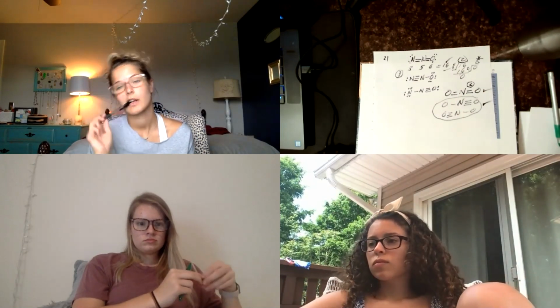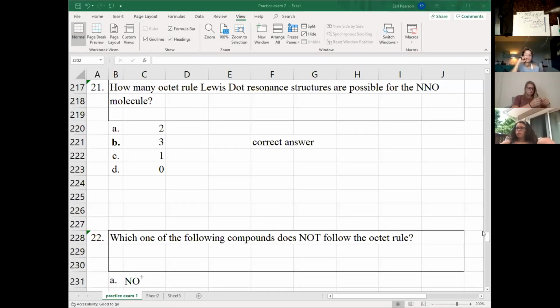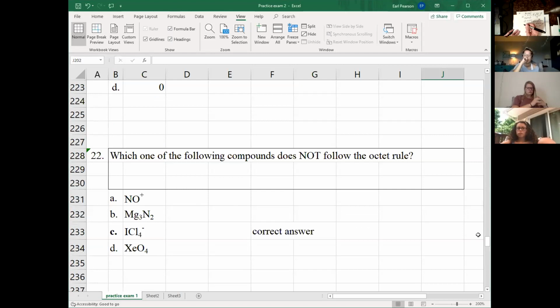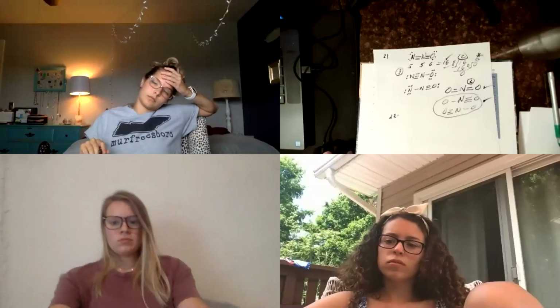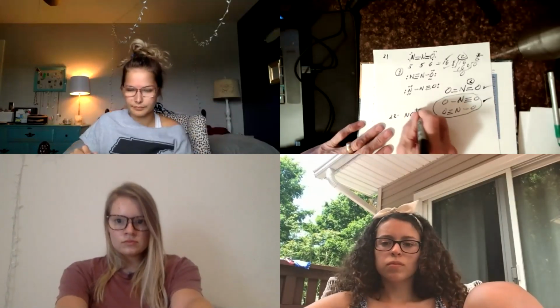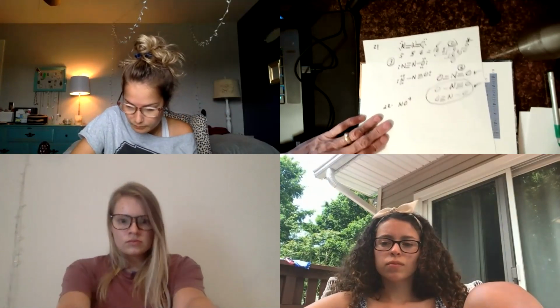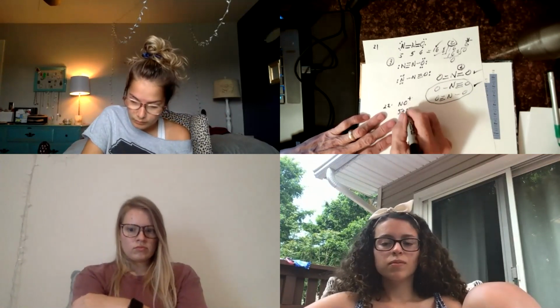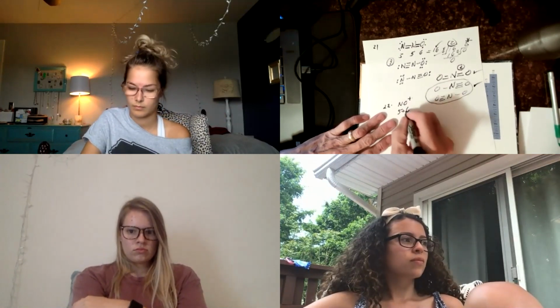Okay, let's go back. All right. Now, which of the following is not an octet rule structure? So we want to see, can I draw a structure from these that is octet rule? And unfortunately, I think we sort of have to work each one of these individually. So let's pull it up here so you can see my screen. I've got NO+. Can I make an octet rule molecule out of that one? Well, nitrogen is in group 5, oxygen is in group 6, and we've lost 1 electron, that's 11.